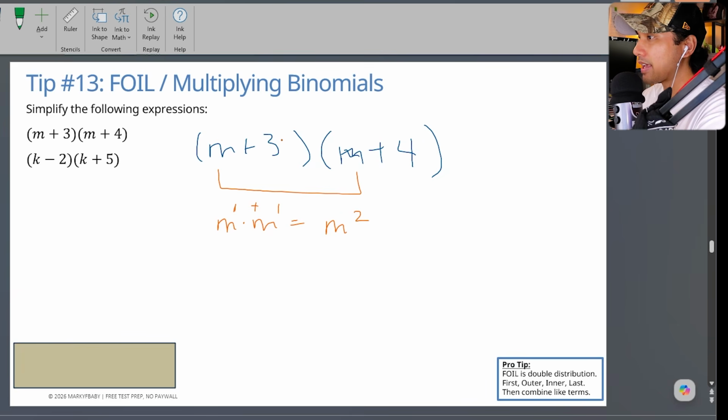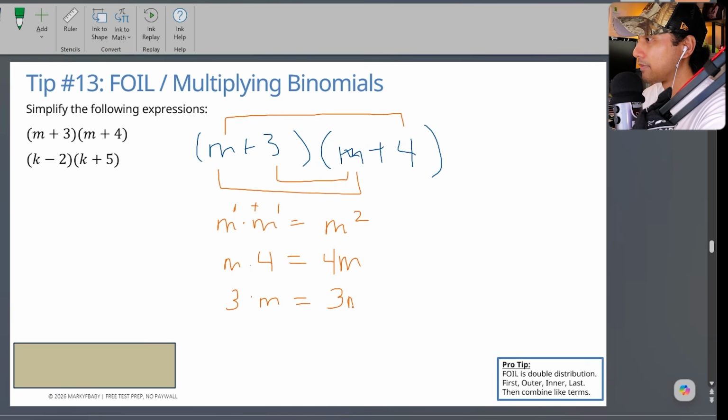Then we get this m and multiply it by the outer term. m times 4 equals 4m. We're done with this m. Now we're on to this 3. 3 times m equals 3m. And then we get the 3 and multiply it by 4.